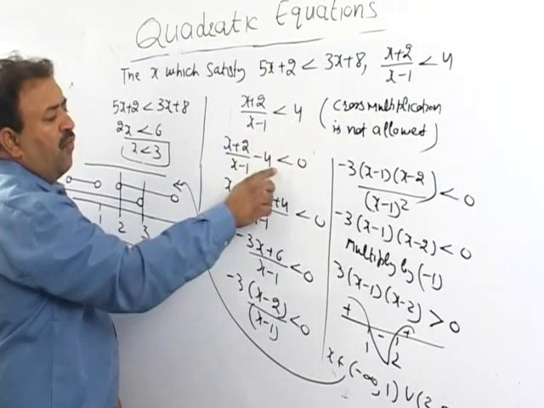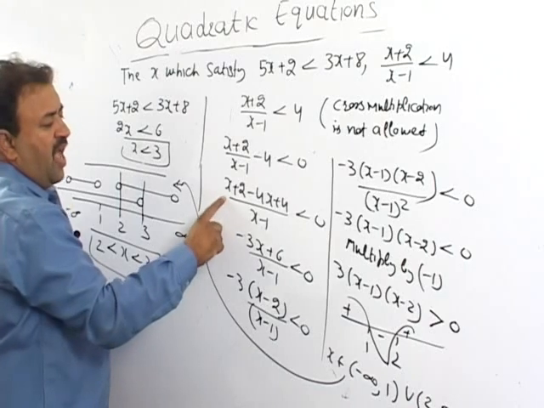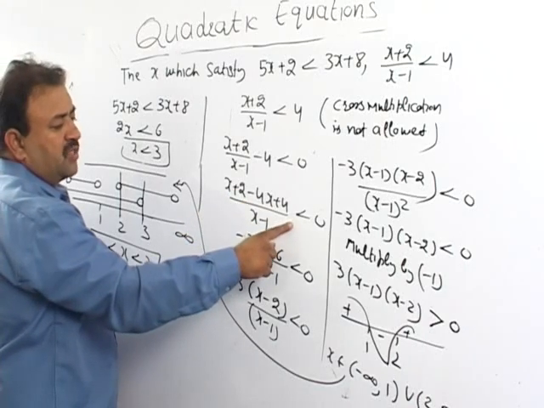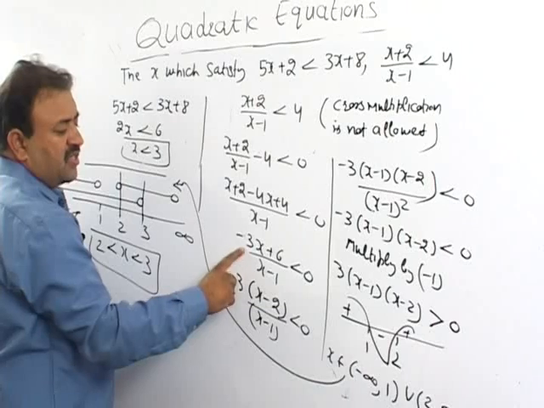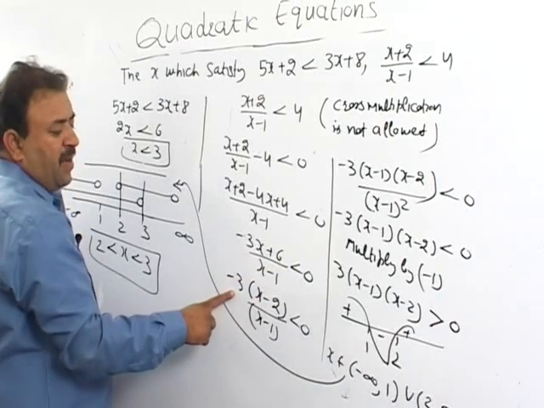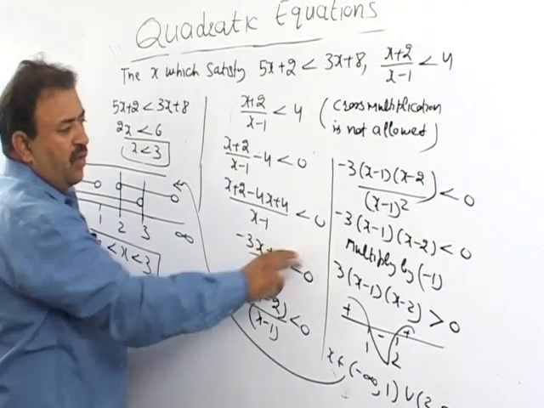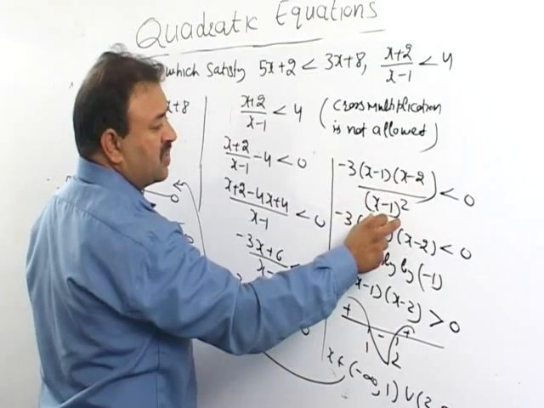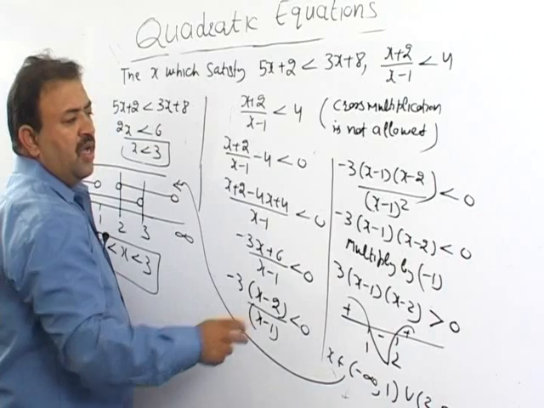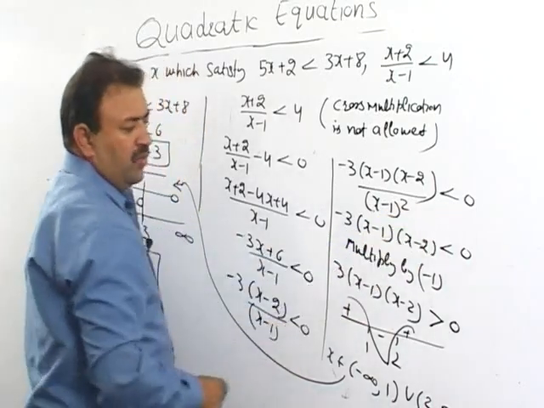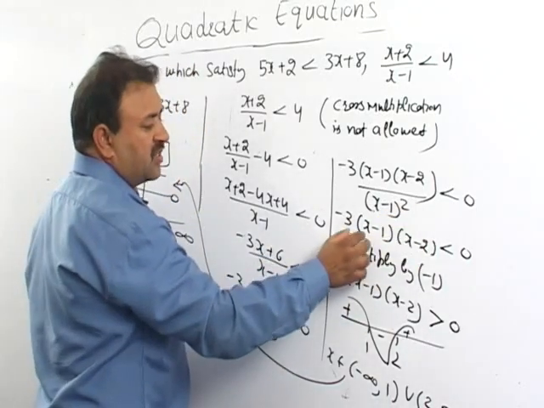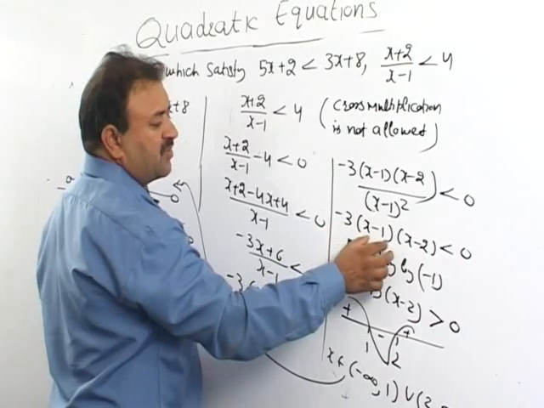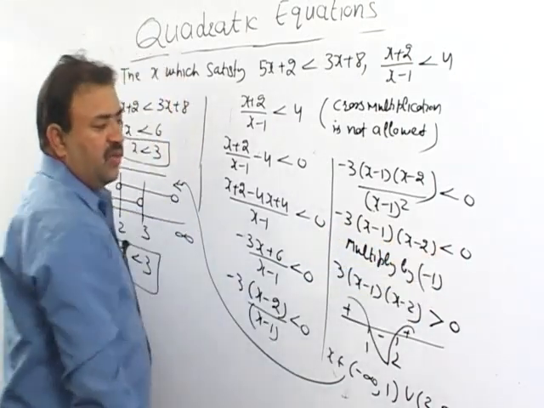Then we bring 4 over here. We got x plus 2 minus 4x plus 4. We got minus 3x plus 6 and we take minus 3 common. From here we reach minus 3, x minus 1, x minus 2, and the denominator becomes positive. Now cross multiplication is allowed. Our result remains as minus 3, x minus 1, x minus 2 less than 0.